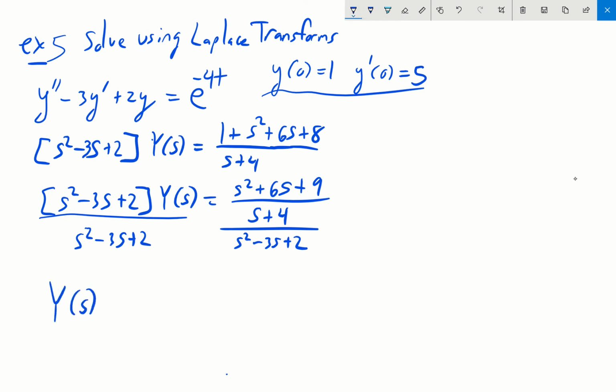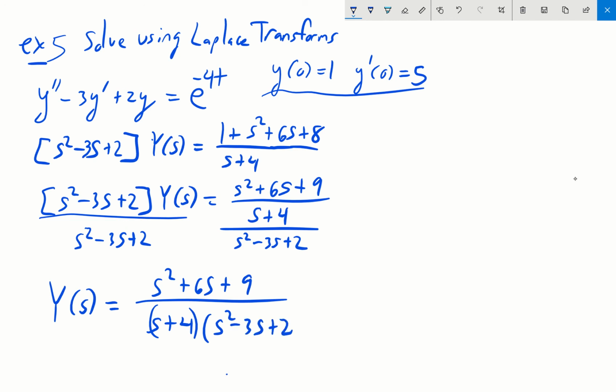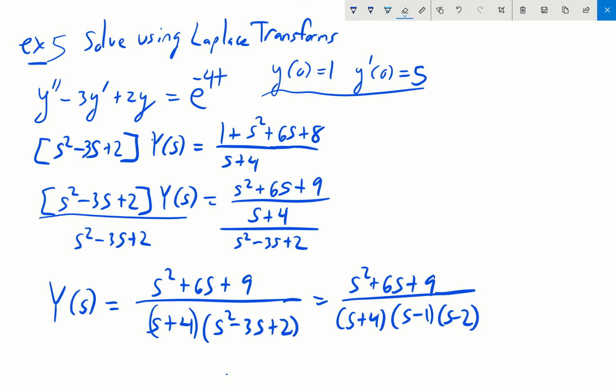So we finally get that Y(s) is equal to (s squared plus 6s plus 9), all divided by (s plus 4) times (s squared minus 3s plus 2). Before we go to the next step, which will be the partial fraction decomposition, we want to make sure that our denominator is factored completely. It's partially factored. We have s plus 4, but this second part can be factored as (s minus 1) times (s minus 2).